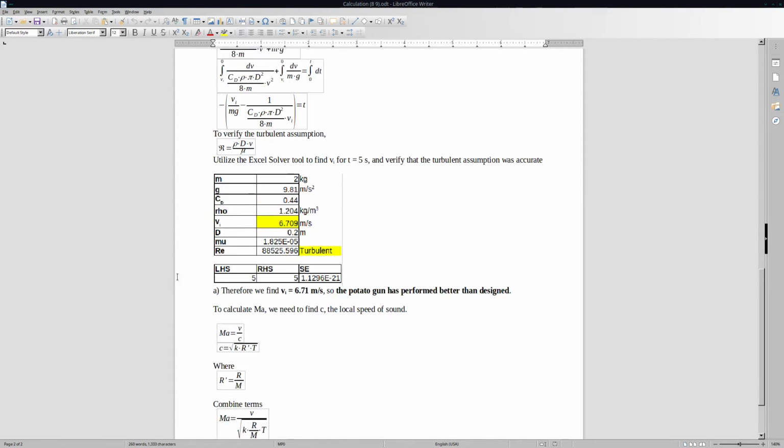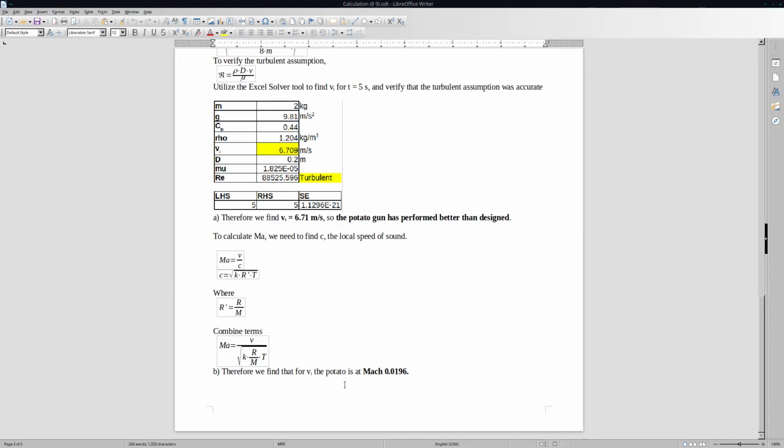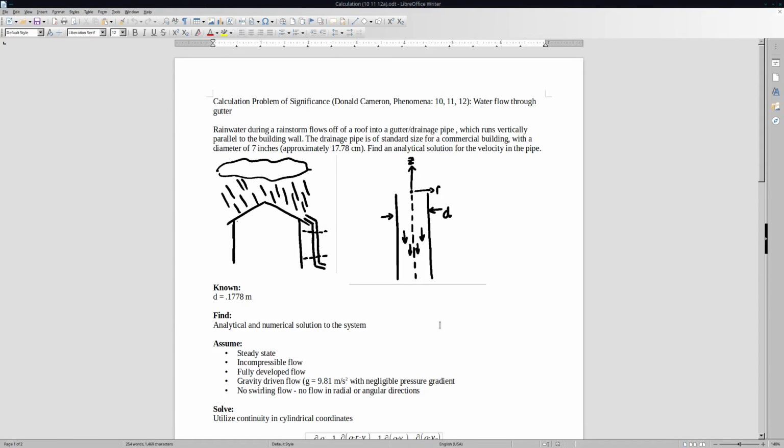And then we move through this, combine terms, we find the Mach number is equal to the velocity over the local speed of sound, and then we can find that our initial Mach number is this value here, pretty low, so it's not very close to the speed of sound. Okay, so this problem is going to cover concepts 10, 11, and a portion of concept 12.